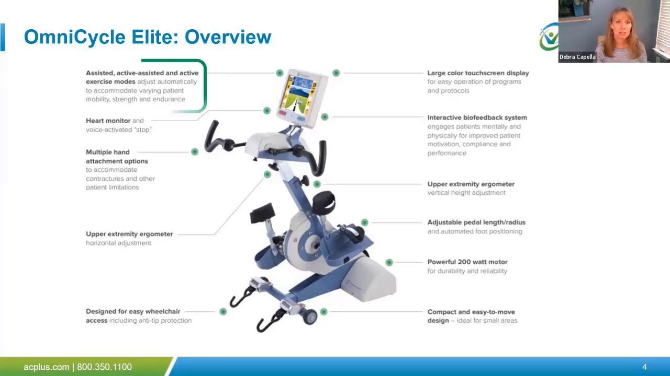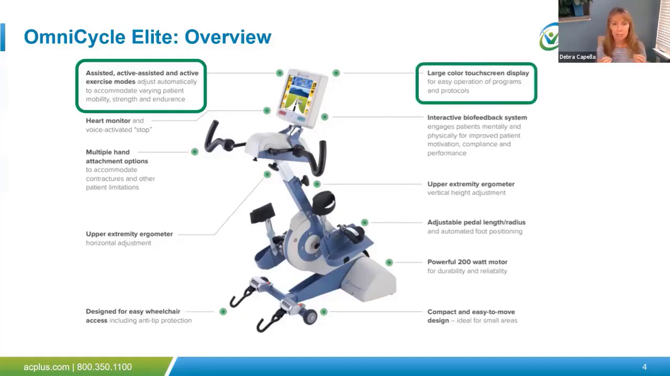And then finally, as I mentioned, we have that active assisted option. So we are able to very smoothly have that patient transition from being assisted through the motion to actually getting resistance, again, as deemed appropriate for that particular patient. And finally, a nice, large, easy to see, really good differentiation of colors and font so that the patient can visualize what they see, even if they have some visual challenges. So that's kind of an overview of what the OmniCycle looks like.